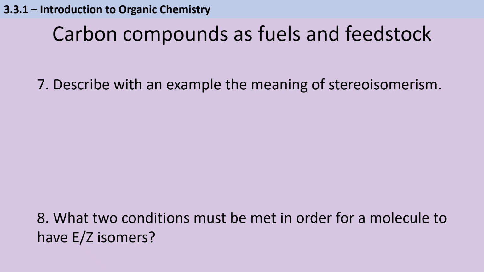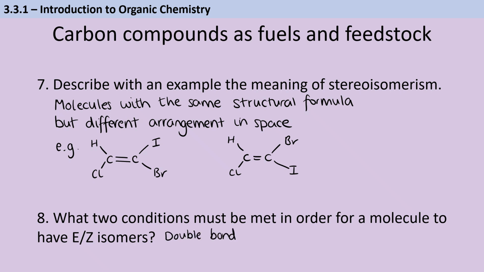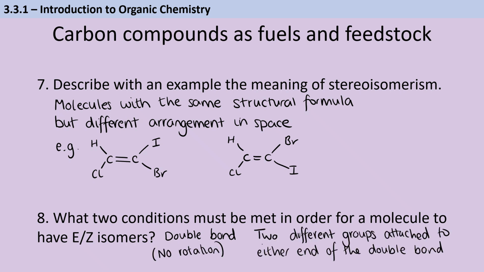Stereoisomers have the same structural formula, but those atoms are arranged differently in space. So the easiest examples to think about are ones which have 4 completely different groups bonded around a carbon-carbon double bond, like these. In order for a molecule to have EZ isomers, it firstly needs to have that carbon-carbon double bond, because this is going to be unable to rotate. Then it's going to need 2 different groups attached to either end of that double bond.